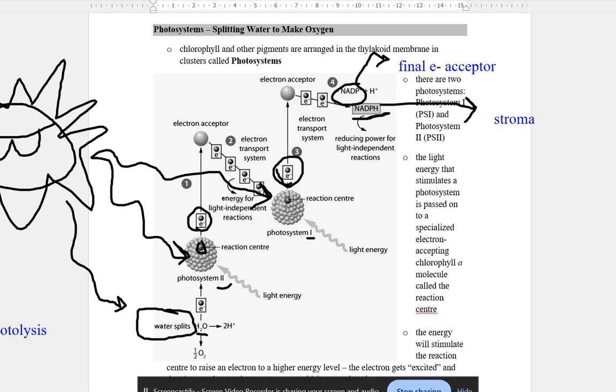And now finally, we are seeing another product. Remember the overall reaction? I said that water is going to be oxidized. It loses electrons. Sure enough, here it's losing electrons to make oxygen. So here's another very important product of photosynthesis, and that is oxygen.